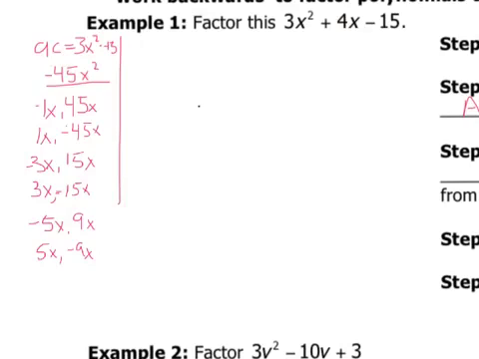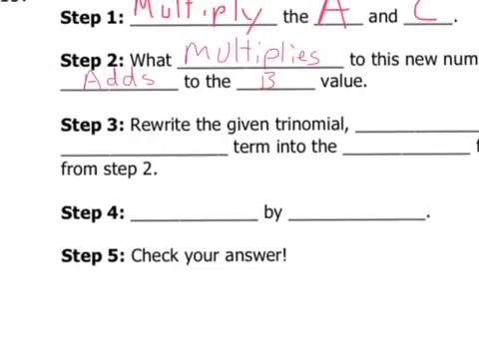Yes. Which pair? Negative 5x and 9x, or 5x and negative 9x? We want a positive 4 in the middle, right? So look back, I want a positive 4x in the middle. So the pair that I want is negative 5x and 9x. Once you find that pair, all of this becomes very, very easy.